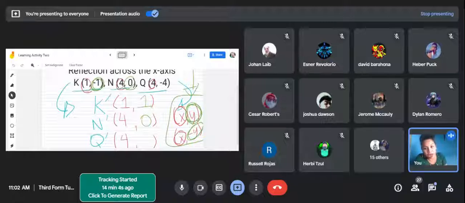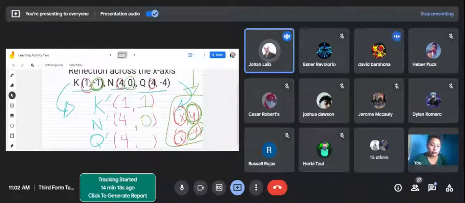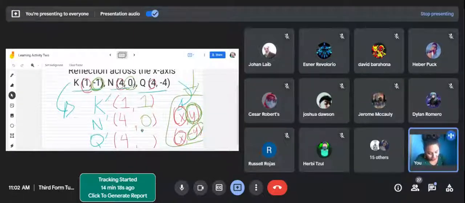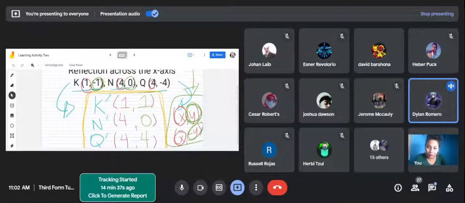And what about negative 4? What would that be? Four, miss. Positive 4. Very good. And then now these are your new points. This is the answer that I expect to see. Any questions? No questions?